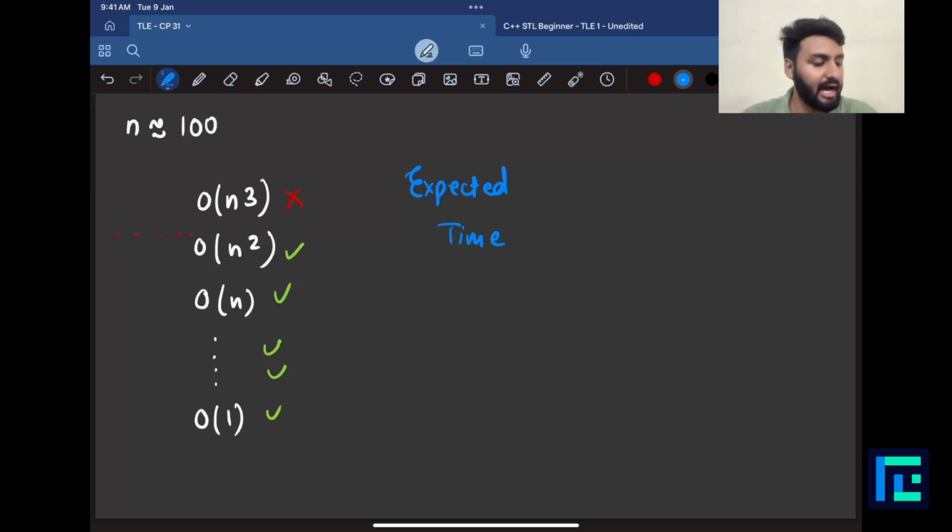Not that I would ideally want that to happen, that I create a solution that's drastically in n square order, but then I know even if I would have to write an n square order, it will work. It's going to still make me receive an AC, not get me a TLE. Alright, this is where we can end our expected time complexity discussion.